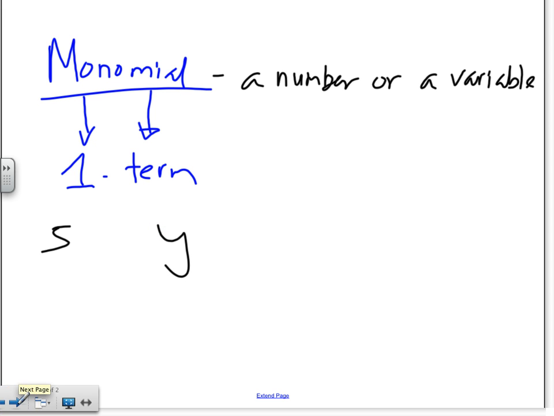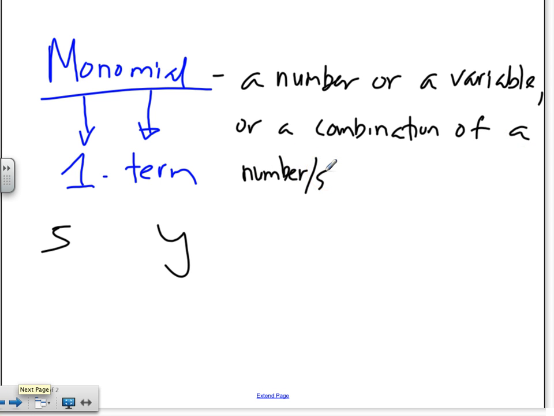Now here's the next part of this. It's a number or a variable, or a combination, you know that, it's coming, of a number or numbers and a variable, or, once again, multiple variables as well. You can have multiple variables. And this is the key word right here.